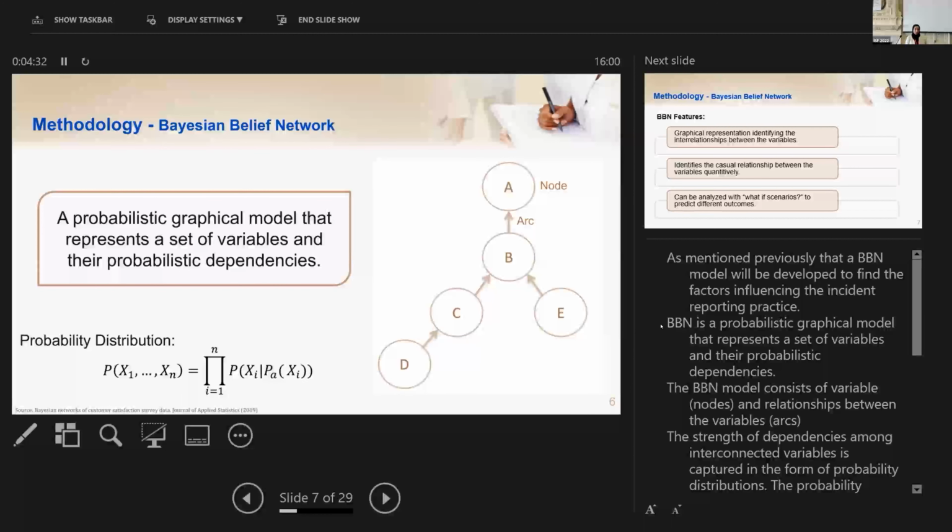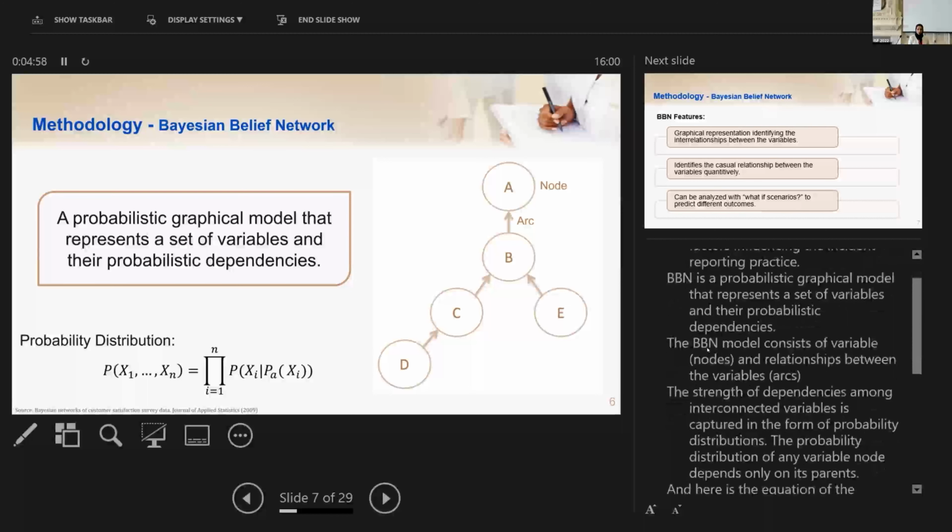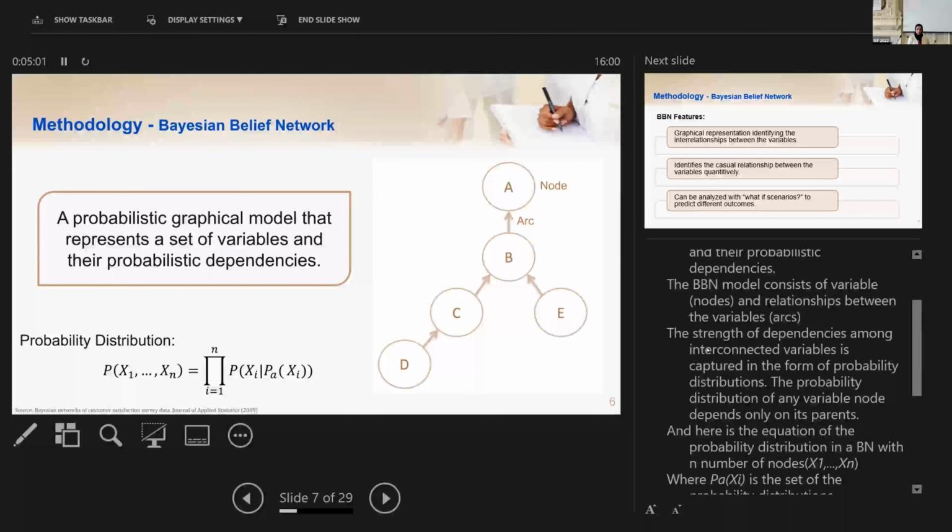As mentioned previously, I will be using the Bayesian belief network model to find the factors influencing incident reporting. A Bayesian belief network is a probabilistic graphical model that represents a set of variables and their probabilistic dependencies. As you can see here, the model consists of variables, which are the nodes, and the relationships between them, which are the arcs. The strength of dependencies among the interconnected variables is captured in the form of a probability distribution, and the probability distribution of each factor only depends on its parents.